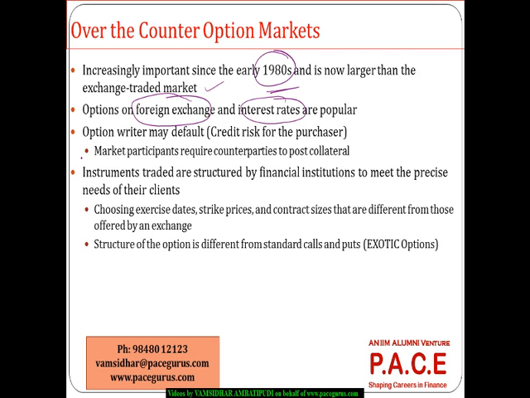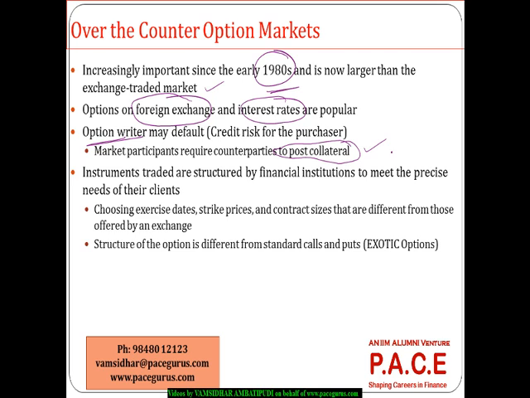But obviously, just like with any OTC market transaction, there is a possibility of credit risk associated. The option writer may very much default. So from the purchaser's perspective, there could be a credit risk. And this is where nowadays there are different ways of handling this kind of counterparty risk, where we are talking about collateral being posted.